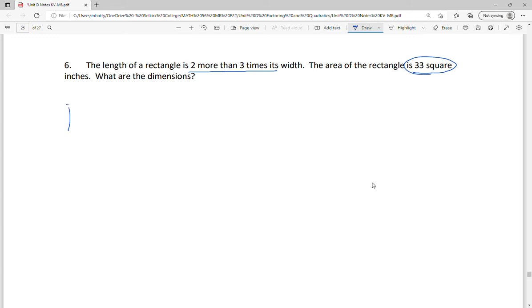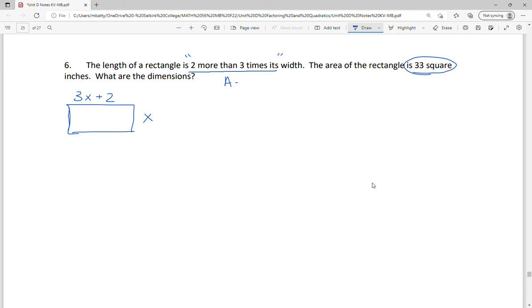So I'm going to start by drawing a diagram. I know that my width is going to be x, and then I have to do this translating business here, right? 2 more than 3 times the width. So if width is x, we'd have 2 more than 3 times the width. We've done things like this, but now embedded in a word problem. Sometimes that is a bit of a tricky part of these geometry problems.